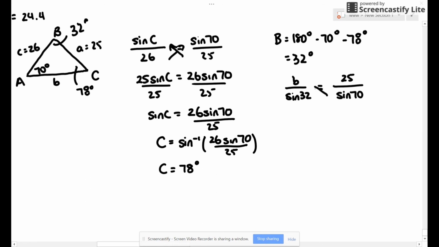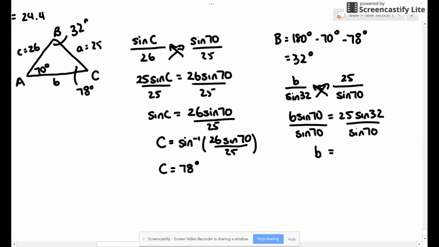And now we're going to cross multiply. So I get B sine 70 equals 25 sine 32. And then divide both sides by sine 70. And then I'm going to get side B, which I'm going to do in my calculator: 25 sine 32 divided by sine 70. And if I round it to one decimal place for side length, that's going to give me 14.1. So I figured out all the angles and all the sides for my first triangle.